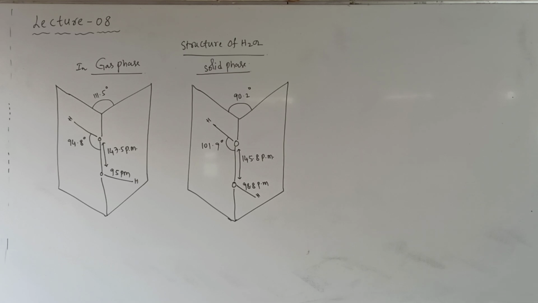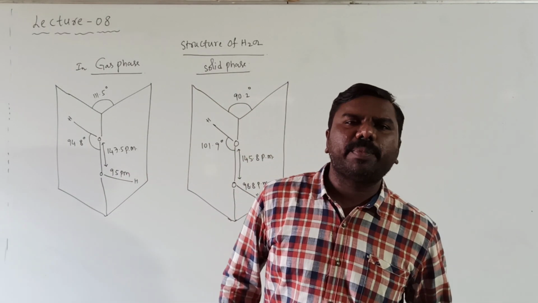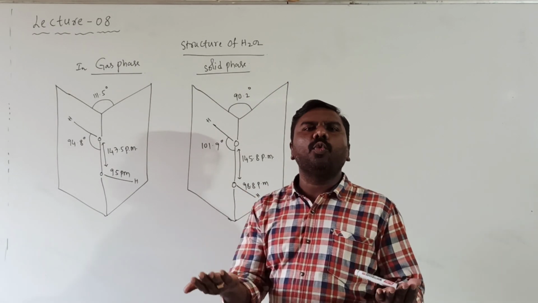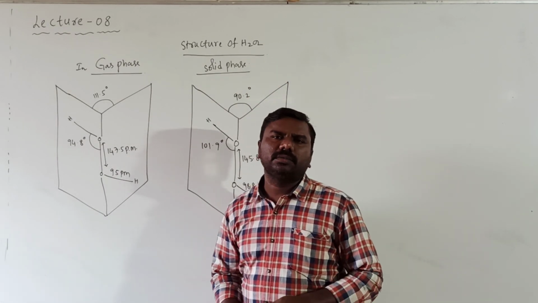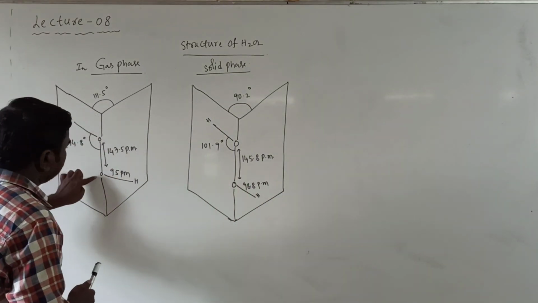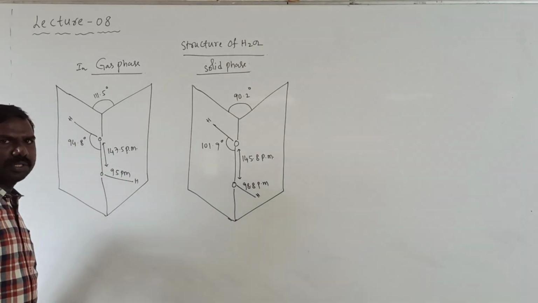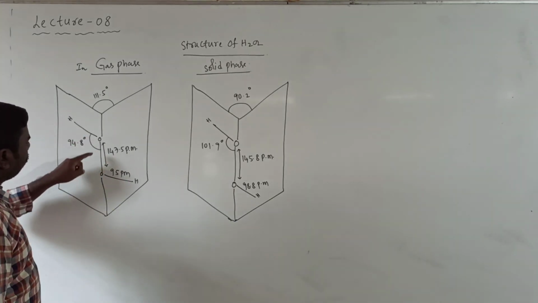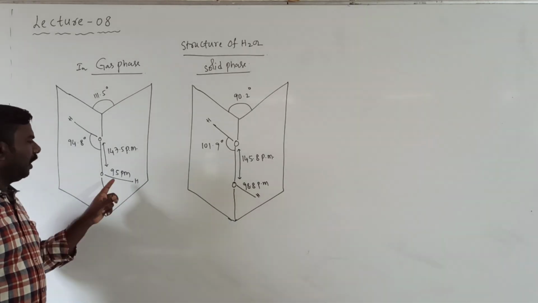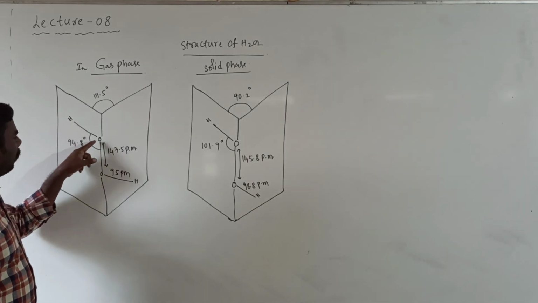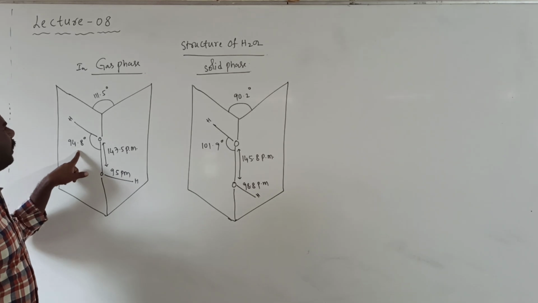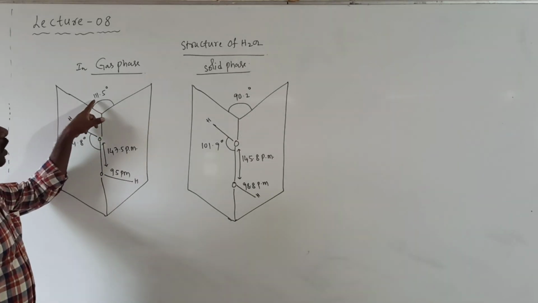Okay, students, structure of hydrogen peroxide in the gas phase as well as solid phase. It is an open book structure. Open book structure. Here, O2, H2O2 total. The OO bond length will be 147.5. The OH bond length will be 95. And the OHOO angle will be 94.8. And this angle will be 11.5.